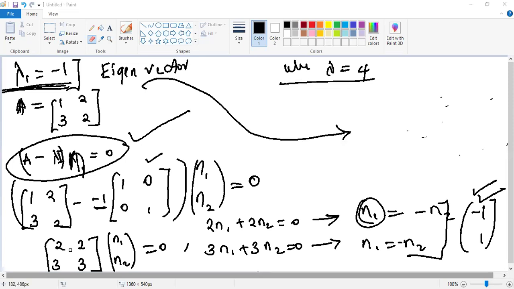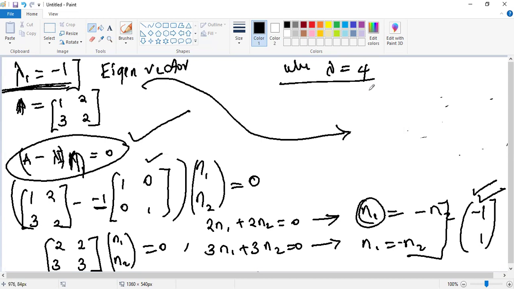So now, I am opening this up. Kufungua hii ni 2n1 plus 2n2 is equal to 0. Na hii ya chini ni 3n1 plus 3n2 is equal to 0. So these are what are helping us to be able to find the relationship between n1 and n2. Na nimesema ukidivide hapa kote na 2, unapata n1 is equal to minus n2. Hapo ukidivide chini na 3, unapata n1 is equal to minus n2 bado. So we can write -1 and 1 or 1 and -1. Both will still work.